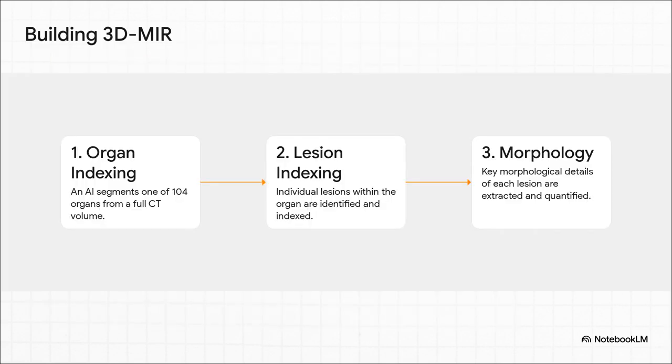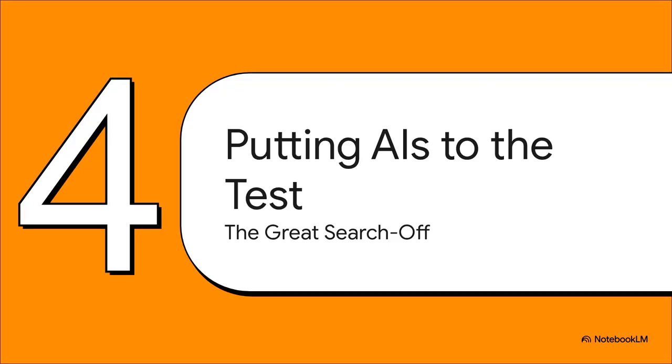Building this thing was a super cool 3-step process. First, an AI goes in and essentially carves out a specific organ from a full-body CT scan. Then, the system zooms in on that organ and identifies every single lesion, giving each one its own ID. And finally, it analyzes the nitty-gritty details of those lesions, how many there are, how big they are, creating this incredibly rich, searchable database.